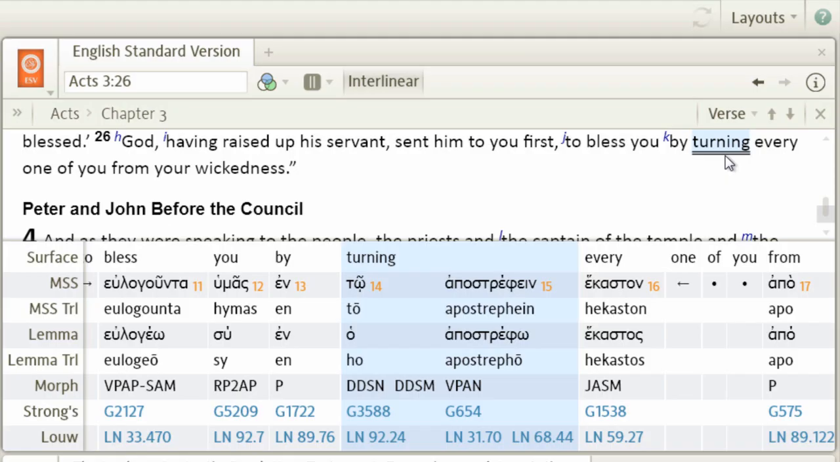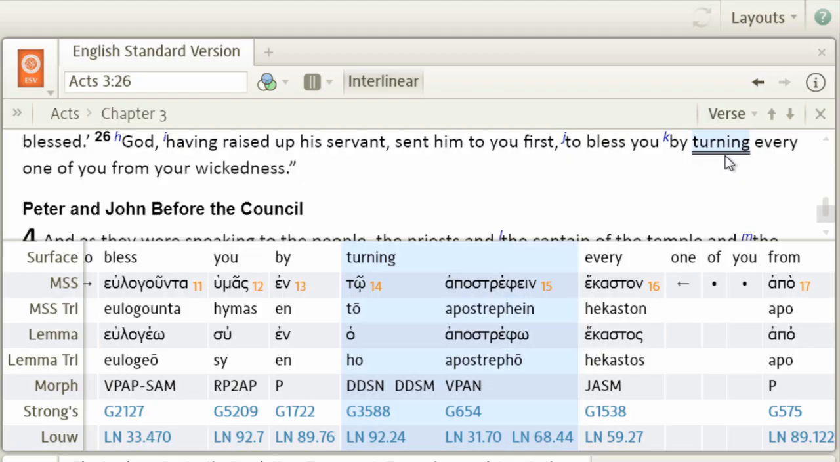Greek infinitives often work with prepositions, conjunctions, and articles as a singular unit. Because of this, they cannot be translated word for word. This illustration comes from Acts 3:26, which reads, "God, having raised up his servant, sent him to you first, to bless you by turning every one of you from your wickedness."